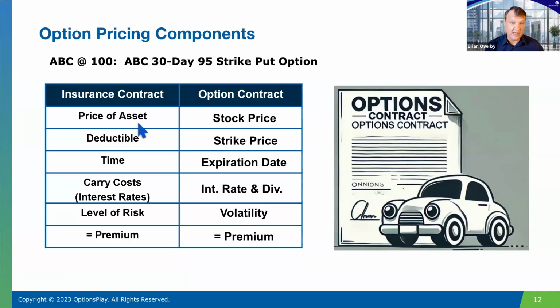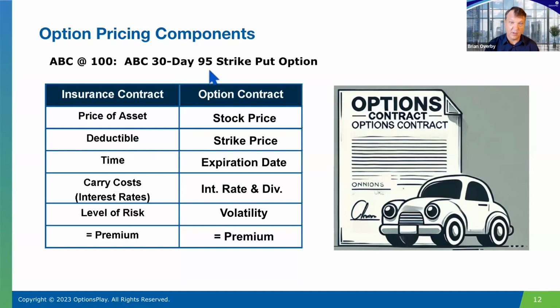So when you're looking at an insurance contract, right? Let's just talk about a car insurance policy. It's going to cost you more to insure a Bentley than it is a Ford Focus, right? The value of the asset is going to cost more if you're going to insure it. That's also true in the options trading world. A $100 stock is going to cost you more to insure than a $10 stock. Why? A $100 stock could go to zero. A $10 stock can only go down 10 points to get to zero. Can't go beyond zero. So the price of the asset matters.